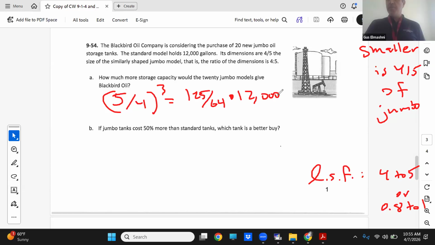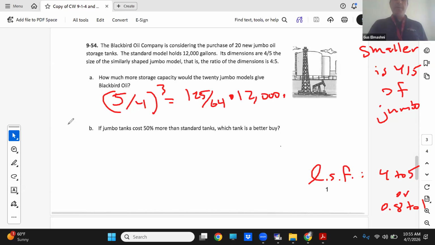But how many jumbo models are we talking about? Isn't the ratio 4 to 5? No, it's 4 to 5 when you go from small to big, and you go big to small. Here's where this is a little tricky. This 12,000 is for the standard model. So you have to, that's why I did that. Why 6/5? It's 1/5 more than the regular model, so that's 5. No, it's not 1/5 more. It's 5 to 4 more.